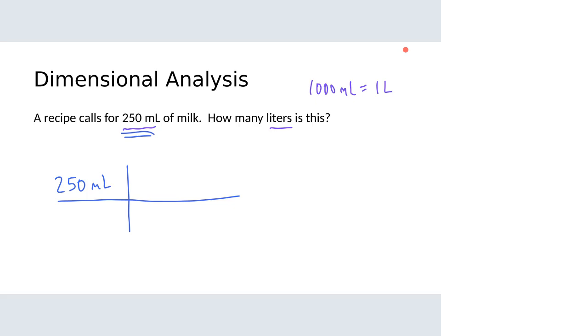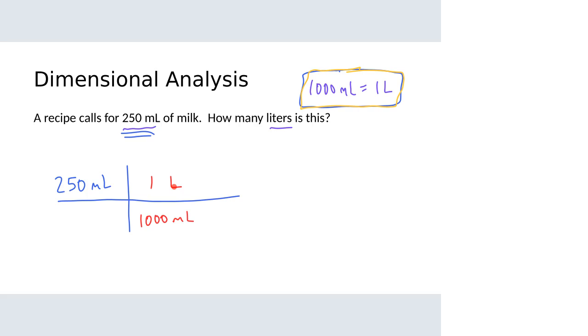So the unit fraction I'm going to use here involves this fact right there, 1,000 milliliters to 1 liter. What I'm trying to do is, right now, I have milliliters. I don't want to have milliliters. I want to have liters. So when I use this fact to write my unit fraction down, I'm going to put the 1,000 milliliters on the bottom and the 1 liter on the top.